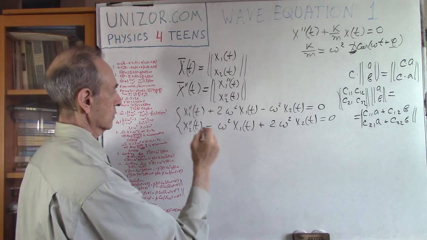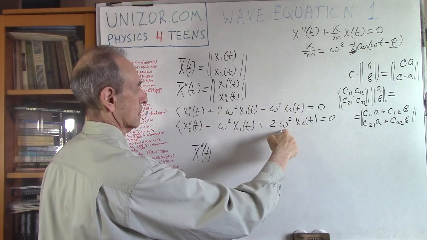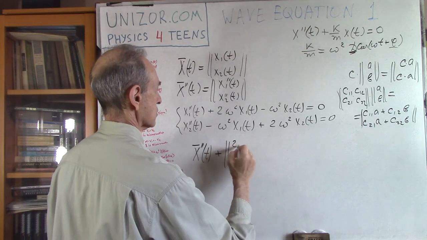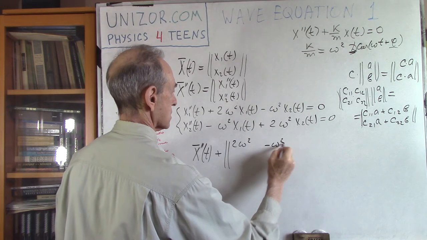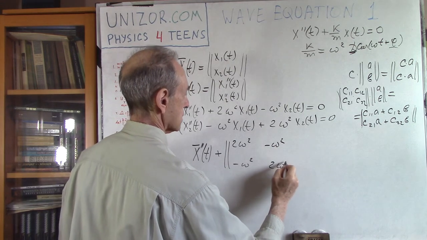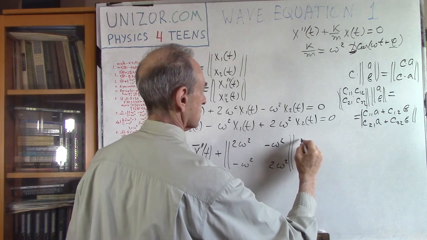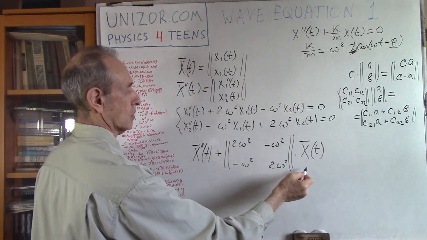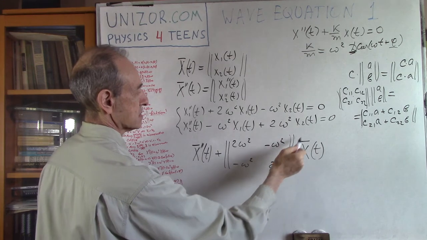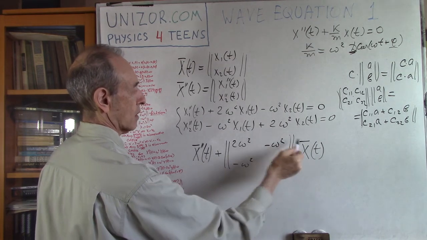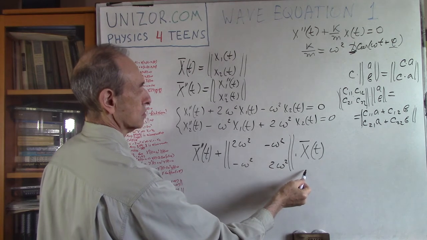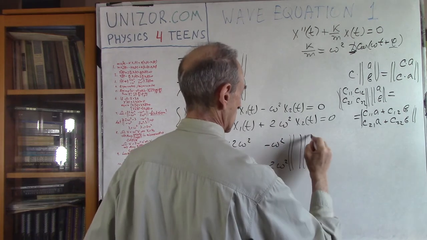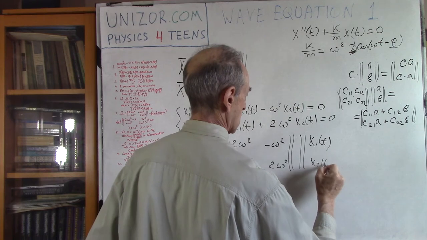Okay, now, how can I express this in vector form? Well, very easily. Consider the matrix 2 omega square, minus omega square, minus omega square, 2 omega square, multiplied by my vector x of t, which is x1 and x2. The multiplication of this times this would be 2 omega square x1 minus omega square x2, right? Okay, let me write it down. x1 of t, x2 of t.